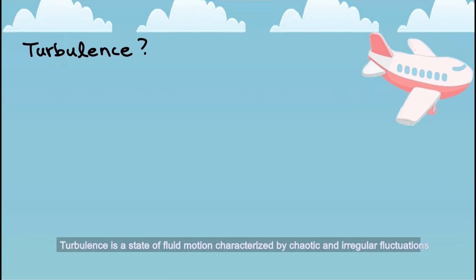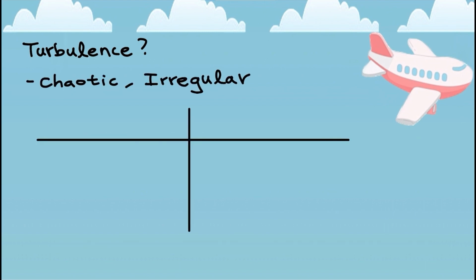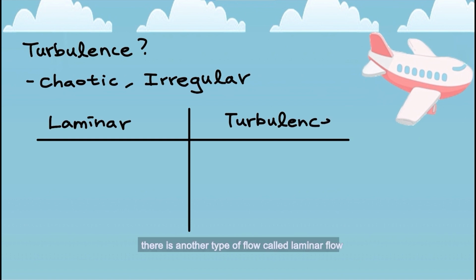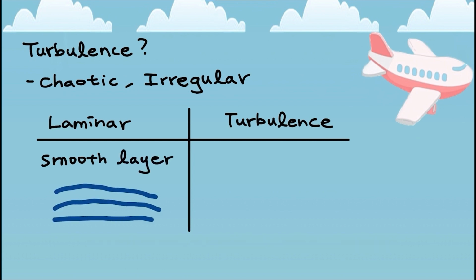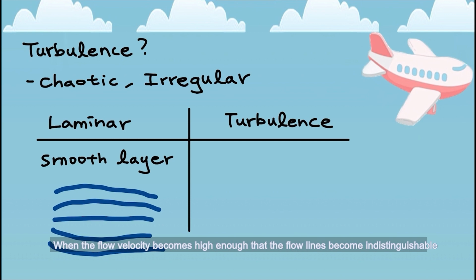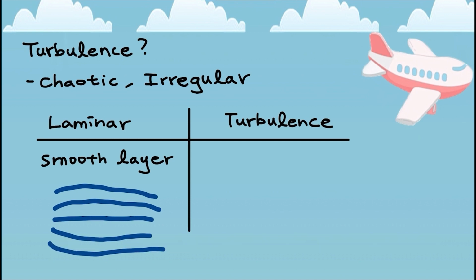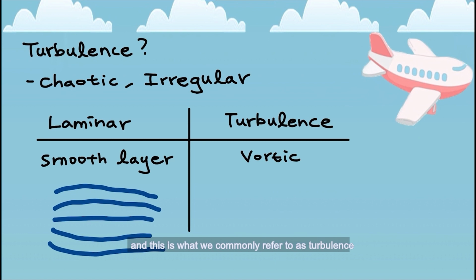Turbulence is a state of fluid motion characterized by chaotic and irregular fluctuations. In contrast to turbulent flow, there is another type of flow called laminar flow. Laminar flow is characterized by smooth layers in the direction of flow with minimal interaction between the layers. When the flow velocity becomes high enough that the flow lines become indistinguishable, small vortices form due to various collisions, and this is what we commonly refer to as turbulence.